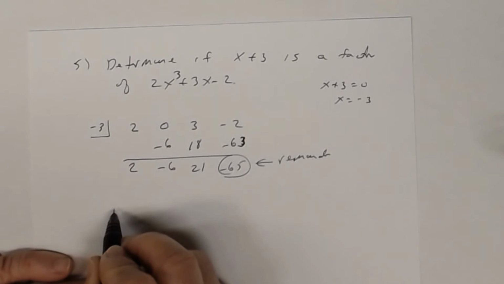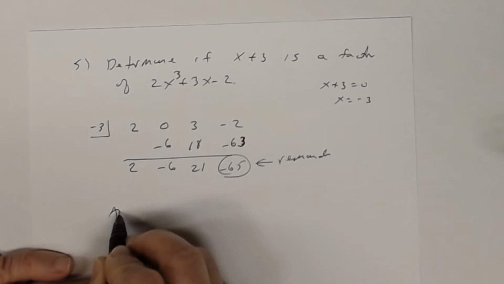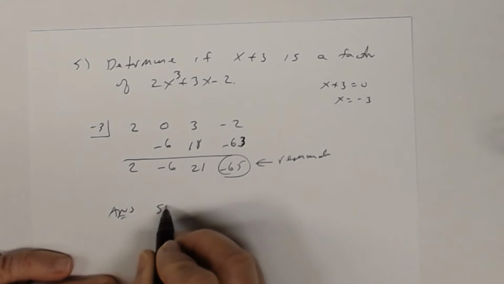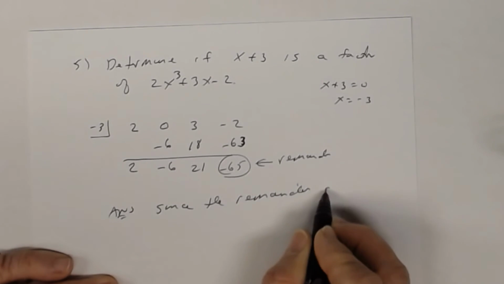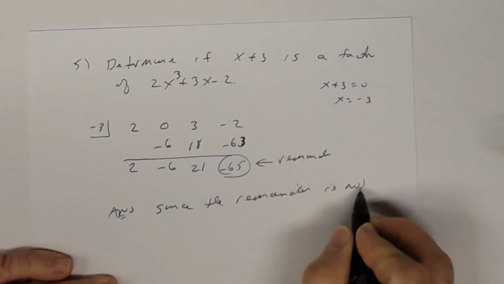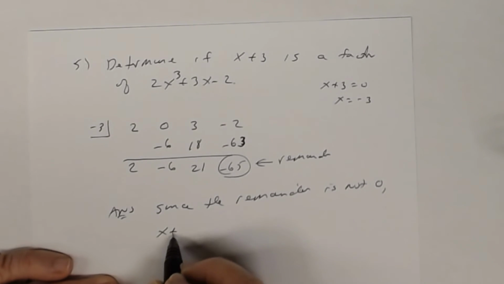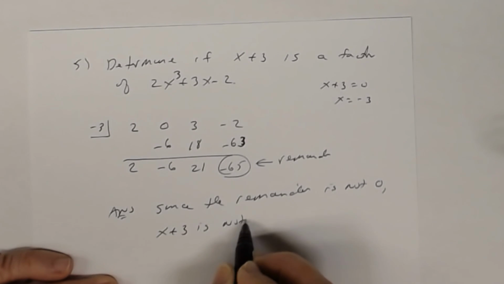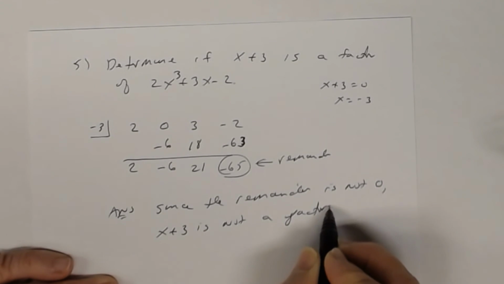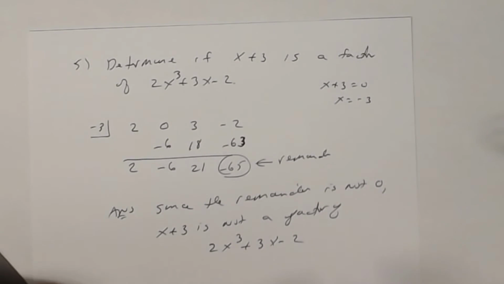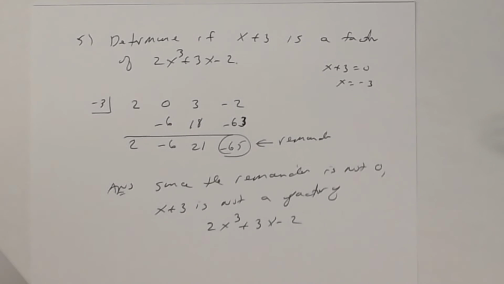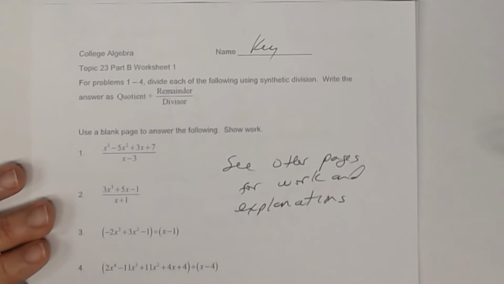So the answer, you're going to say, since the remainder is not 0, x plus 3 is not a factor of 2x cubed plus 3x minus 2. Okay? All right, so that is the key to this worksheet.